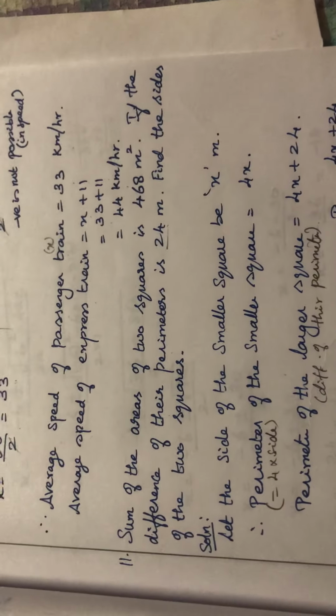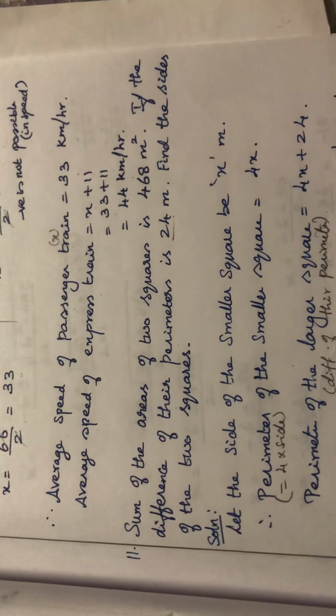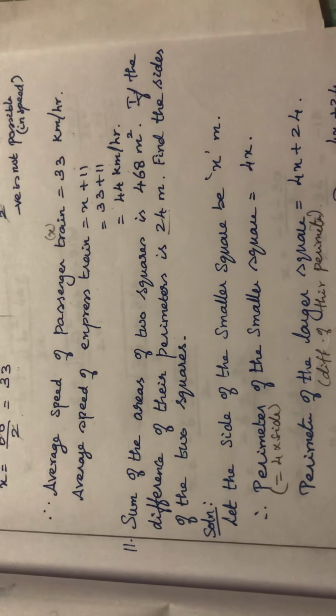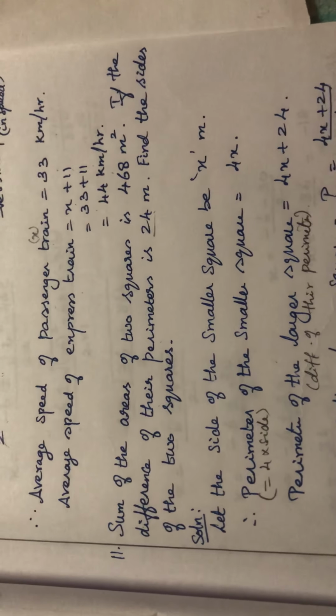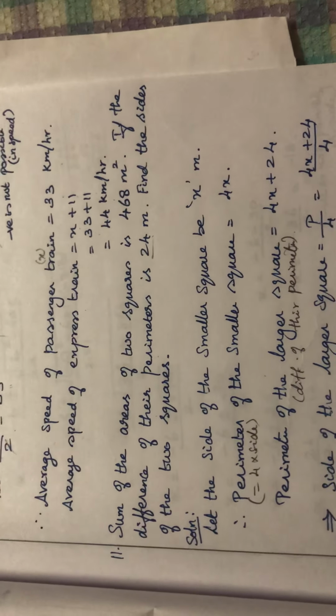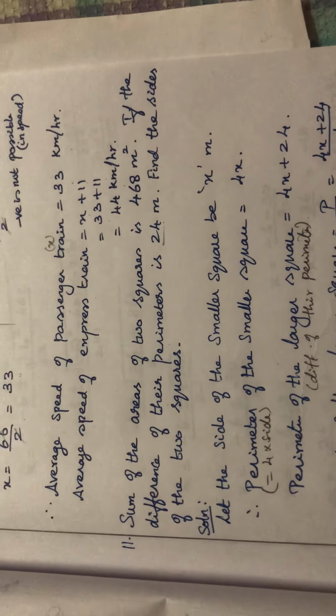Now 11th sum. Sum of the areas of two squares is 468 meter square. If the difference of their perimeter is 24 meter, find the sides of the two squares. So what are the things given? Sum of the areas of the two squares is 468, it is given.